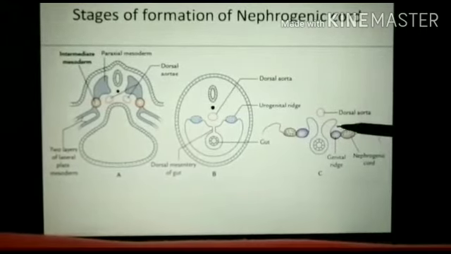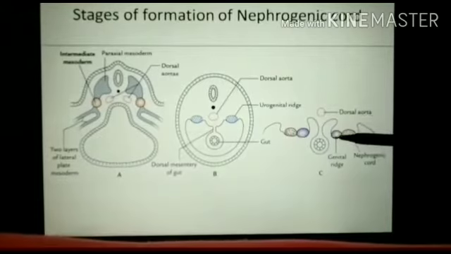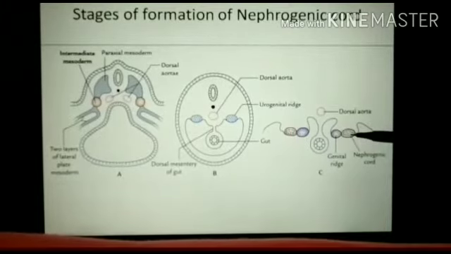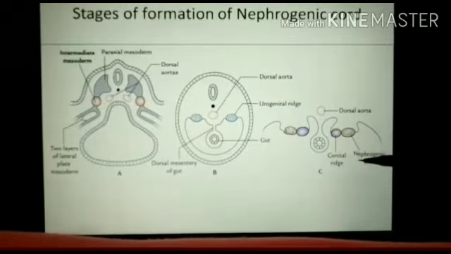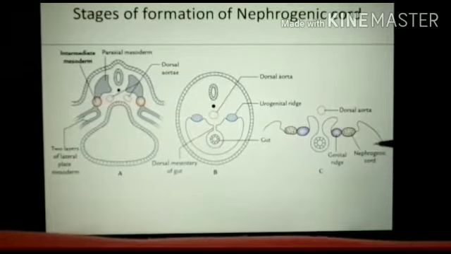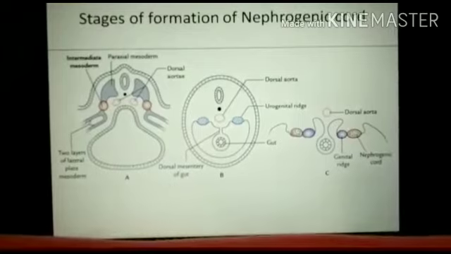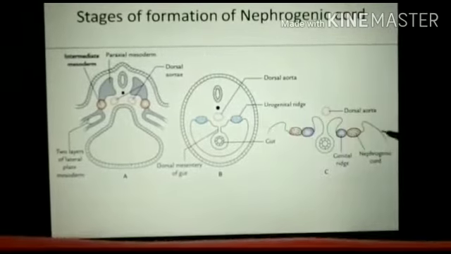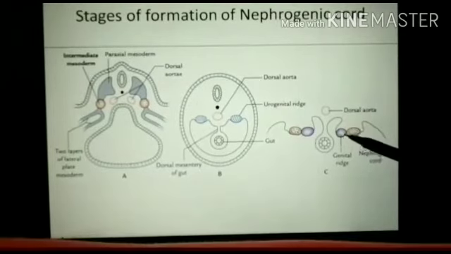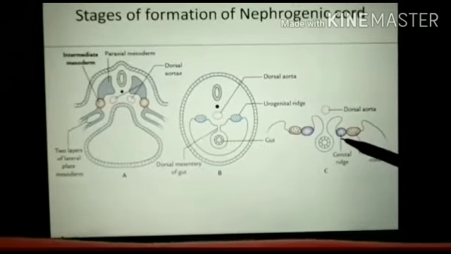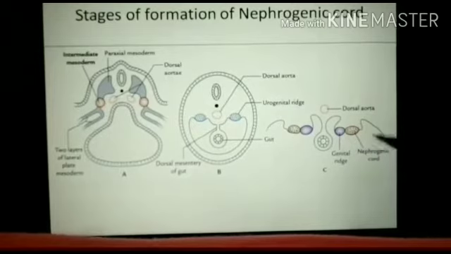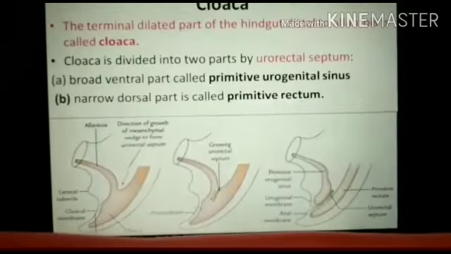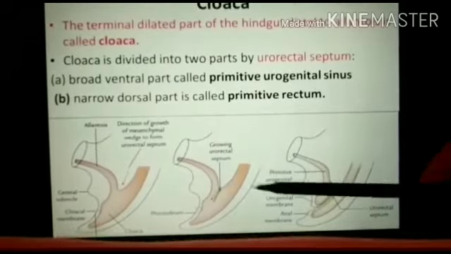Now if we see this urogenital ridge, it again is divided into medial part and the lateral part. Medial part is called as genital ridge and the lateral part will form the nephrogenic cord. So this is the urogenital ridge which is formed by intermediate mesoderm, and this urogenital ridge is divided into medial part called as genital ridge and lateral part is called as nephrogenic cord. And this one is the cloaca.